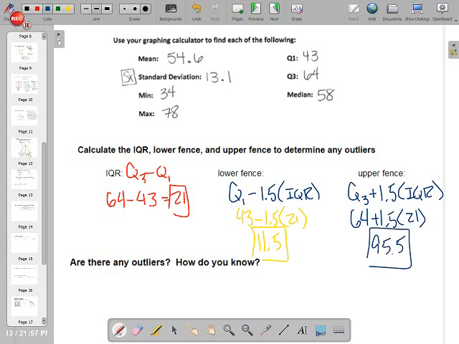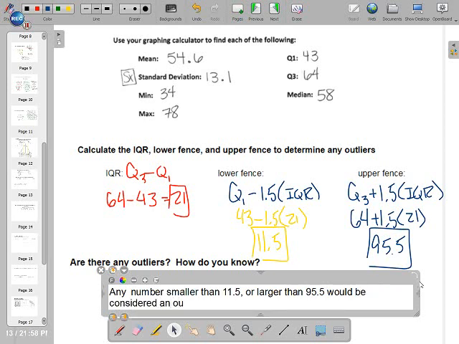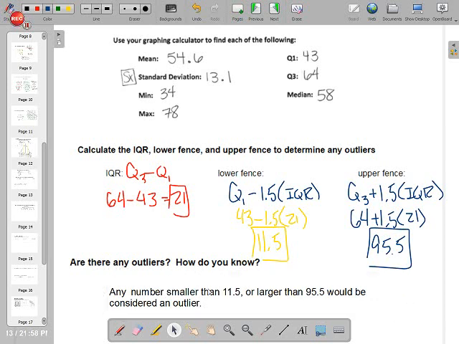The lower fence tells you outliers on the low end. So any numbers that were smaller than 11.5 would be an outlier, and any numbers larger than 95.5. Now, I don't have the data, so I can't actually tell you if there are outliers, but I can give you the range of numbers. Any number outside of these fences is considered to be a statistical outlier.